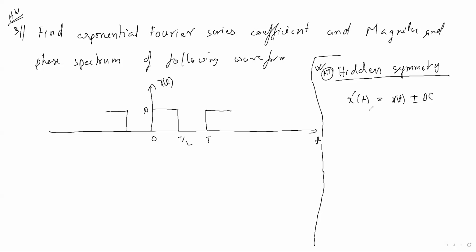Okay. So what is hidden symmetry? I add or subtract a DC term to the waveform to make equal amplitude on both sides of the y-axis. What I am saying is this: the waveform is given, with amplitude A, and T by 2, T by 2. What will I do?